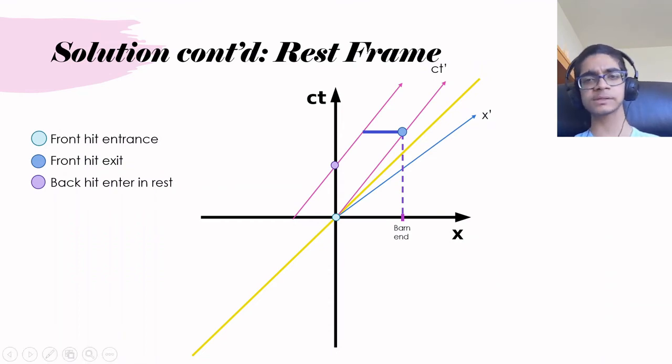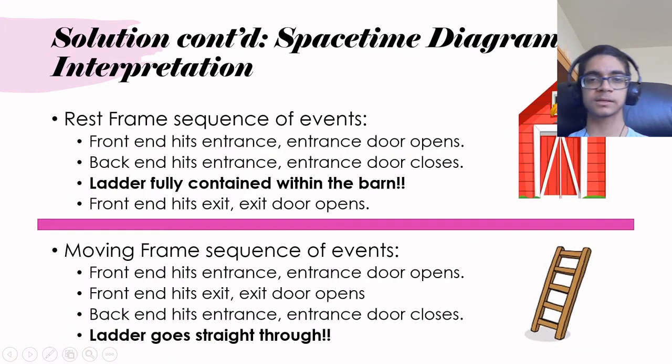So the first event that we run into is that the front hits the entrance, which again occurs at x equals 0 and t equals 0. Okay, so the front hits the entrance. Then we keep moving up. The second thing that we encounter is that the back hits the entrance in the rest frame. So the back, again, hits the door. And if we keep moving a little bit further, we'll now find out that the front of the ladder has hit the exit. So let's go ahead and look at this step by step.